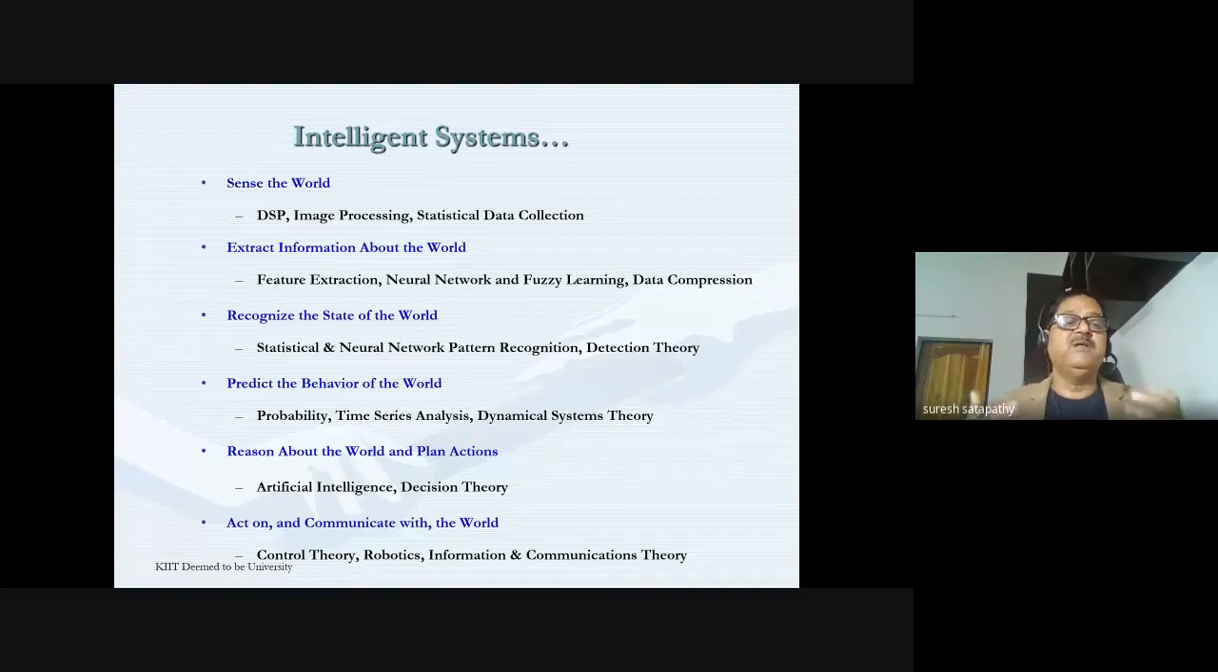A student might know everything, but when he goes to the interview board, he can't really communicate. Then you always say, hey, just knowing is not enough. You must act on, you must communicate with the world. And there comes control theory. There comes robotics. There comes information and communication theory. So you see, these six are the most important ingredients when you are designing an intelligent system. And for any decision scientist, these six are essential. And you will be surprised.